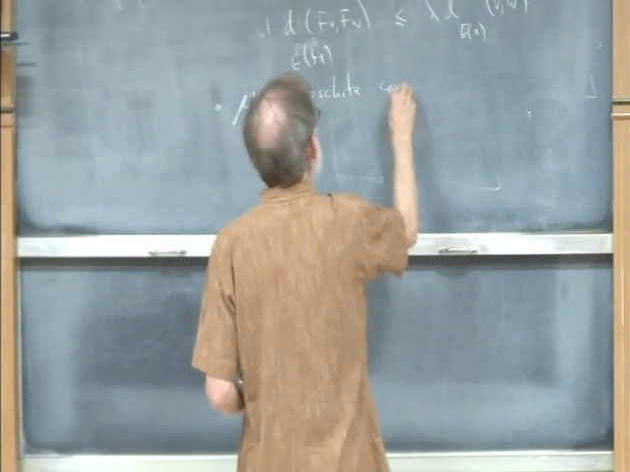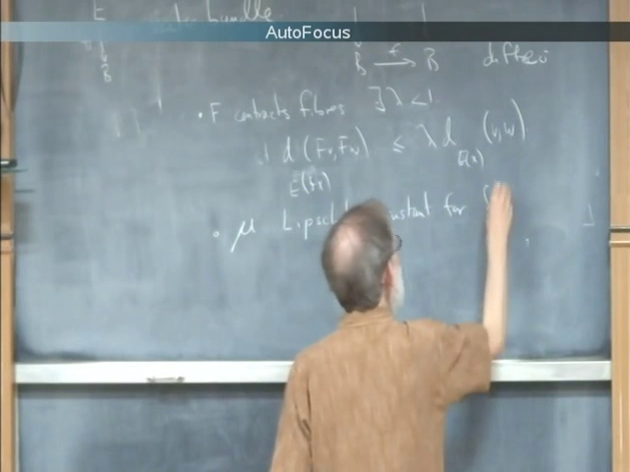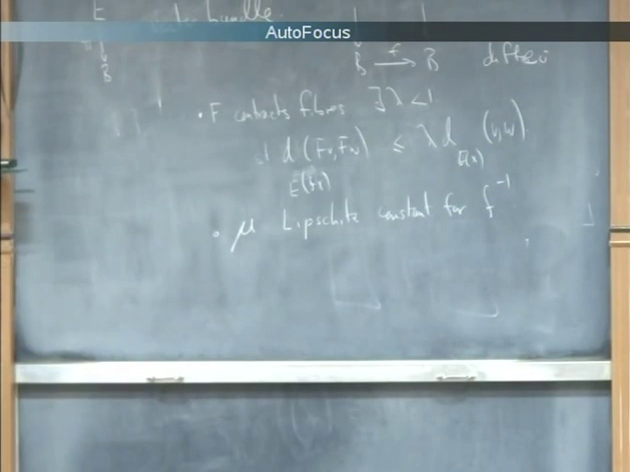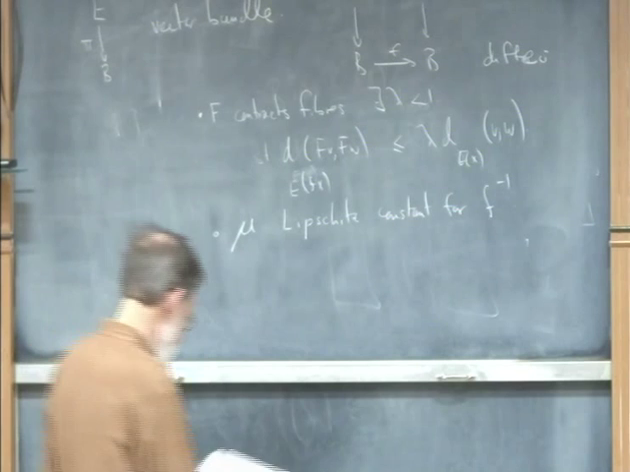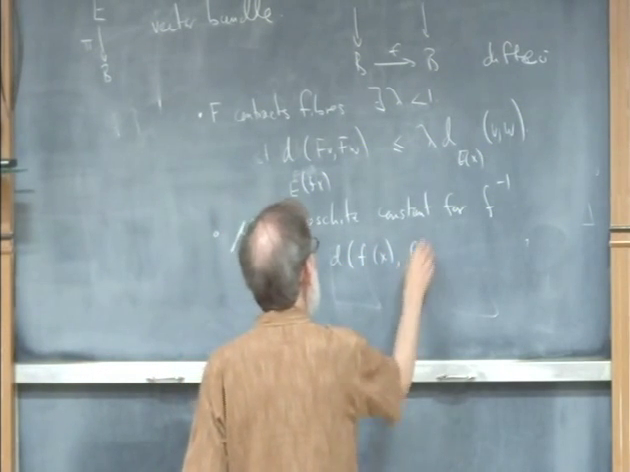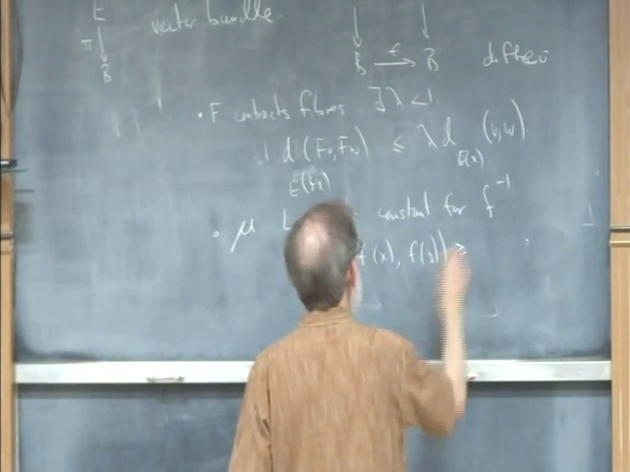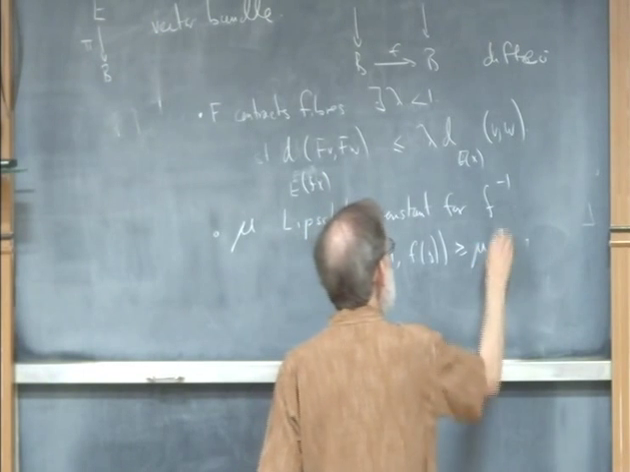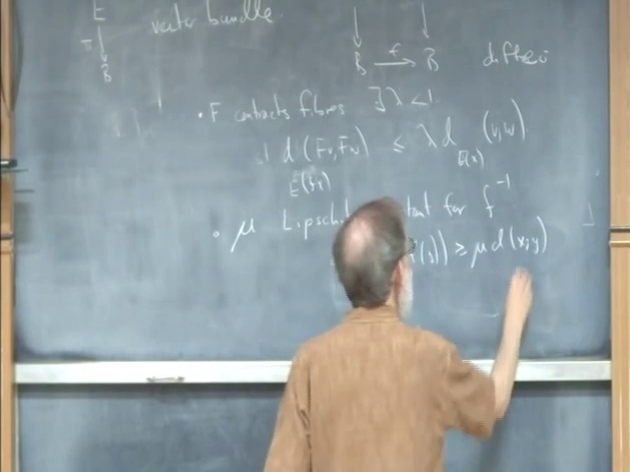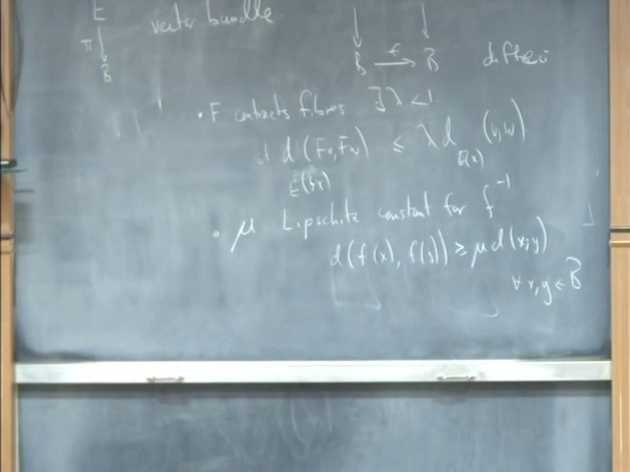Mu is a Lipschitz constant for the inverse of the base map. That may be the easiest way to define mu. But what this really means is that the distance from Fx to Fy is greater than or equal to mu times the distance from x to y for all x and y in the base.